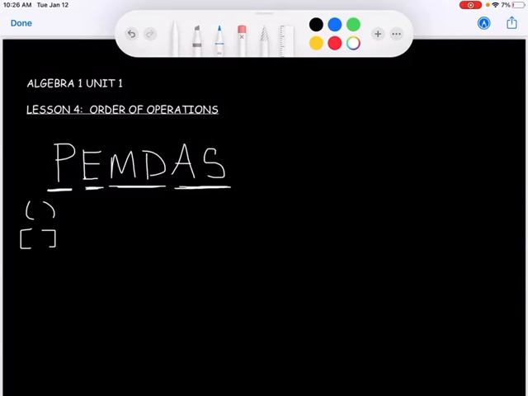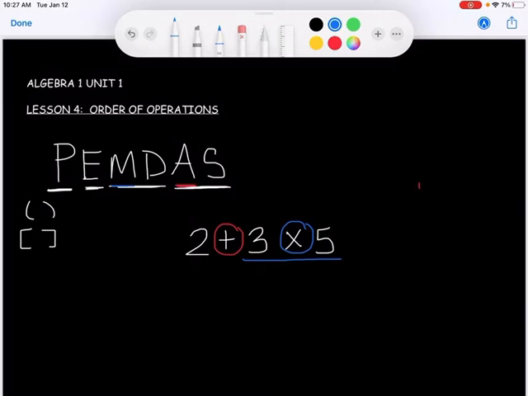So for example, if I have 2 plus 3 times 5, okay, order of operations, we've got two operations going on here. We've got addition and we've got multiplication. Well, according to the operations in PEMDAS, multiplication comes before addition. So we would have to do the multiplication first. That multiplication is between 3 and 5, so we need to do 3 times 5 first. Well, 3 times 5 is 15.